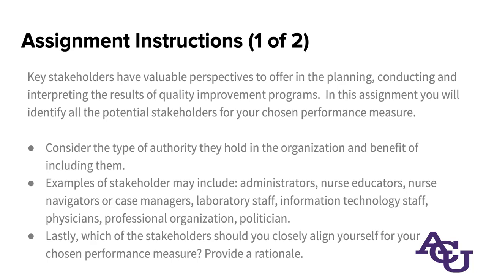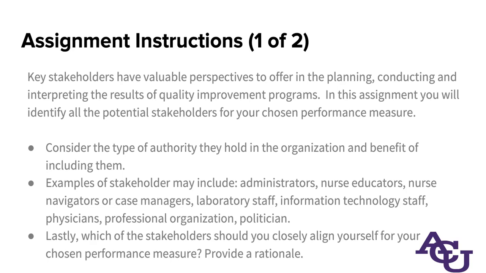And then we move into the assignment proper. In this assignment, you will identify all the potential stakeholders for your chosen performance measure. And if you're looking at the instructions on the website, you'll see that I've reformatted the instructions without changing the text. I've reformatted it to clarify when you're being asked to do a discrete task. So task number 1, consider the type of authority that these stakeholders hold in the organization and the benefits of including them. Now, this is a great time to go back to that preamble and say, planning, conducting, and interpreting. What are the benefits that they have to offer at each of those stages? And with your different groups of stakeholders, they are probably going to be more or less valuable at different stages.